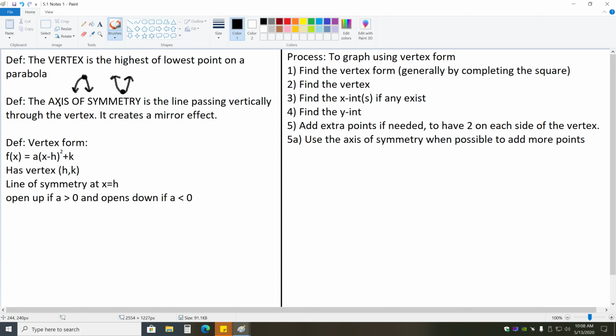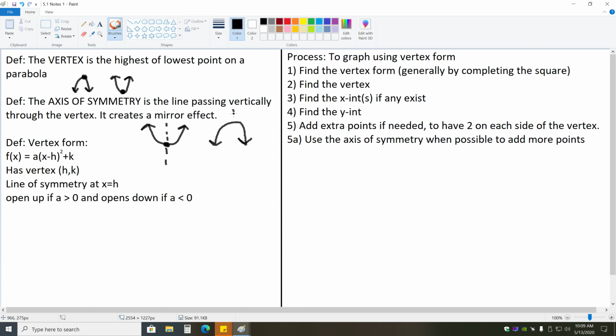From there we say that the axis of symmetry is the line passing vertically through the vertex such that it creates a mirror effect. So when you look at a parabola, the axis of symmetry says you start at this vertex, and if you draw a dotted line through it, the axis of symmetry now creates a mirror where the left side could be flipped over exactly onto the right side and vice versa. And this is true for any parabola you come across.